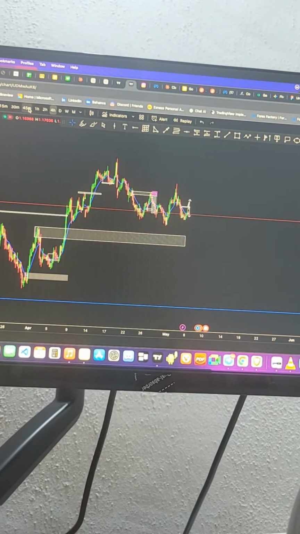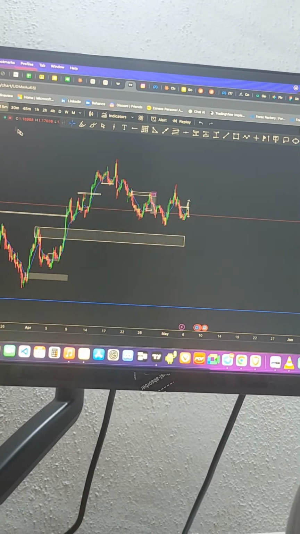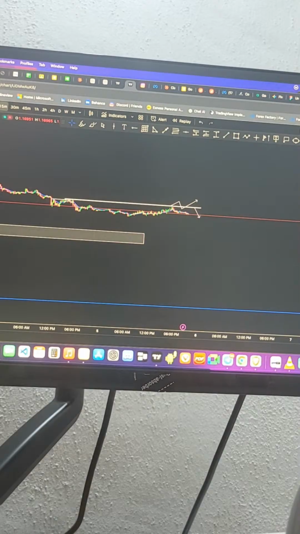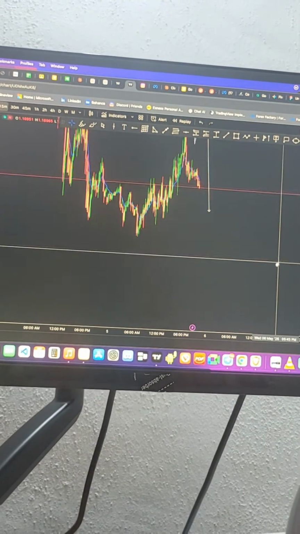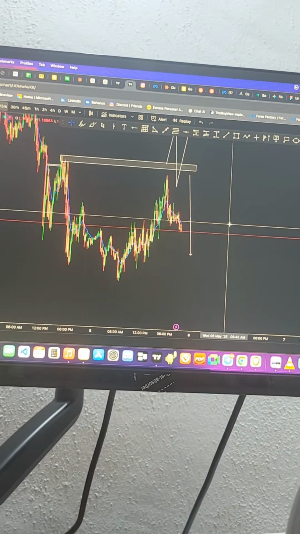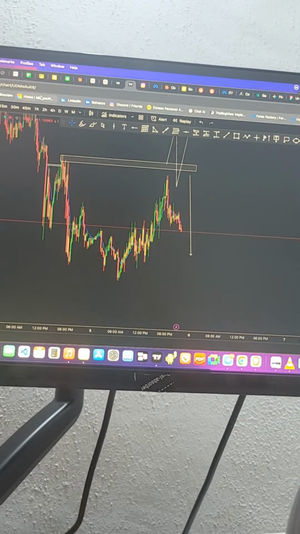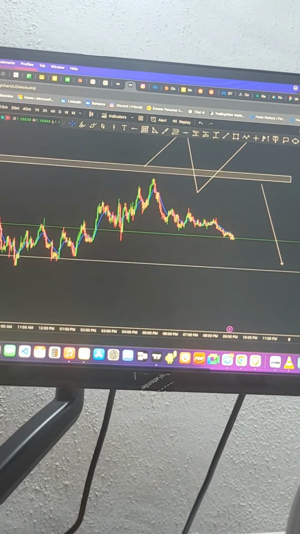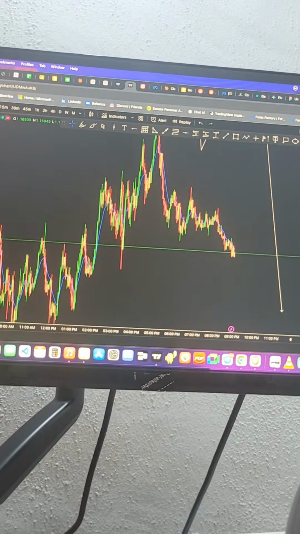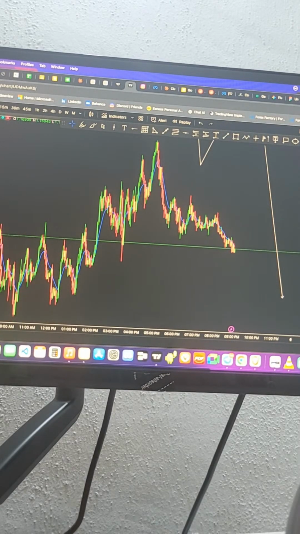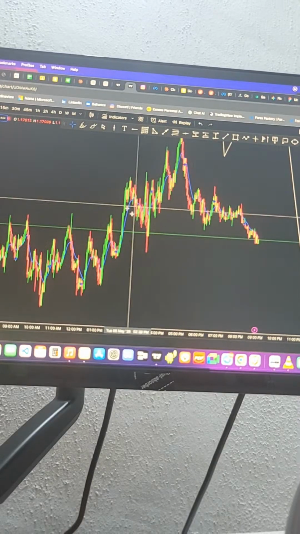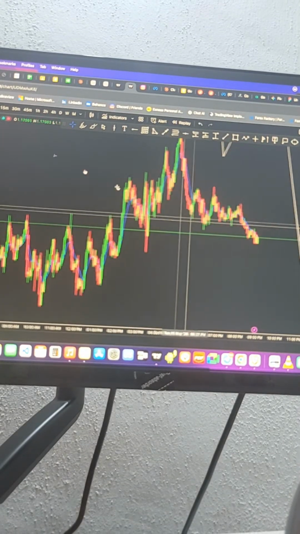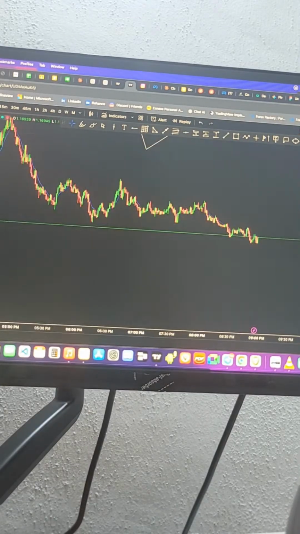Let us now see how we can tap into this trade. Let's see if we are going to have an opportunity to get involved in this trade. The price action is not looking that smooth today.